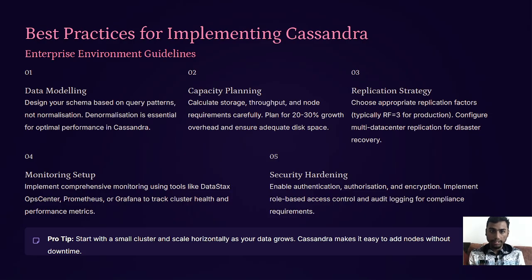So the best practices are data modeling and capacity planning. In today's world we are assuming that the data is fixed, but it is growing day by day. So we have to design the architecture thinking about the future, so that it can still work in the future. Replication strategy, like replication factor 3: if the replication factor is 3, then 3 copies of data will be stored so that it can be reliable.